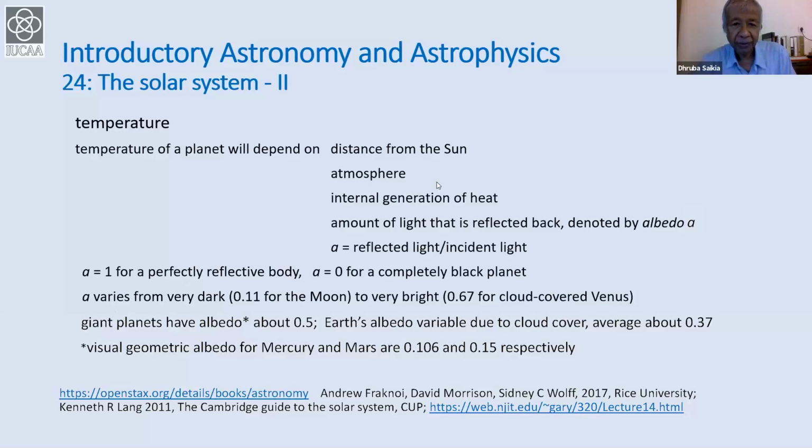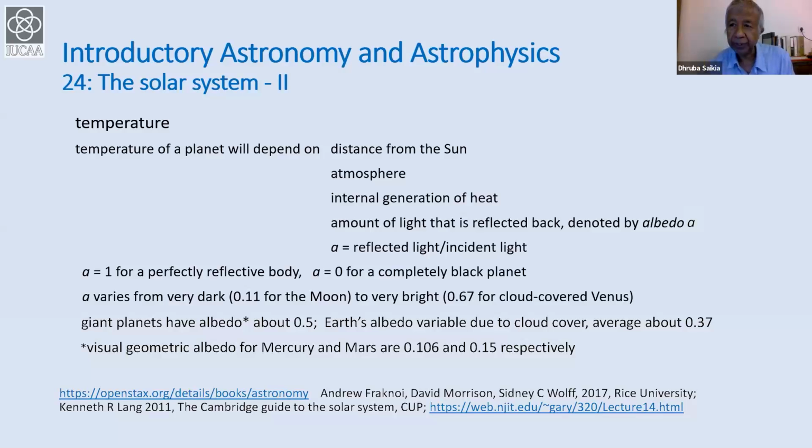All right. So it will depend on distance from the sun, as Ahan just mentioned. It will depend on the atmosphere. It will also depend, in cases where there's an internal generation of heat. Okay? There could be internal generation of heat which gets propagated. The amount of light that is reflected back from the surface. And that is denoted by what is called the albedo. Albedo is reflected light upon incident light.